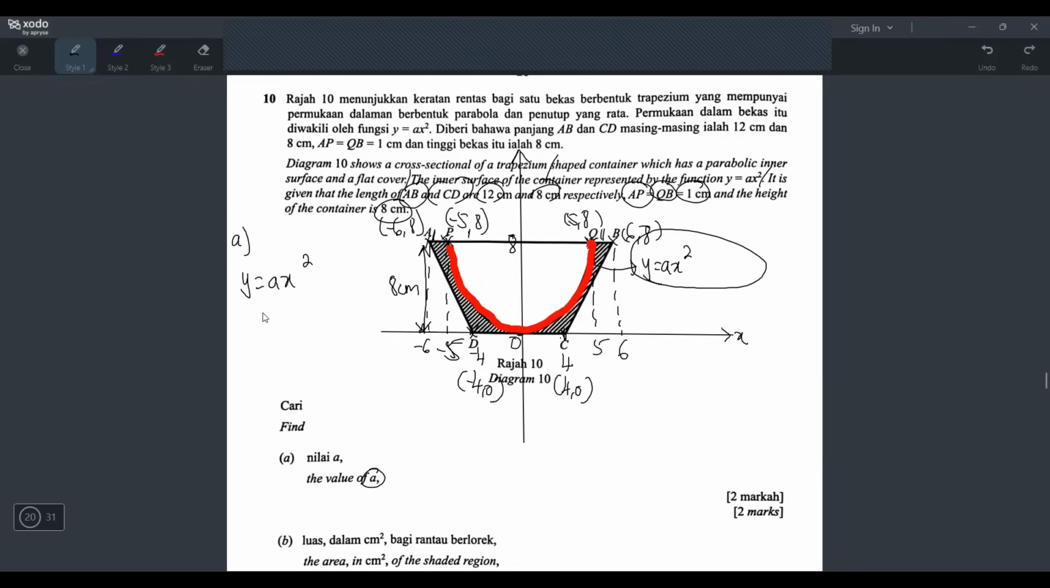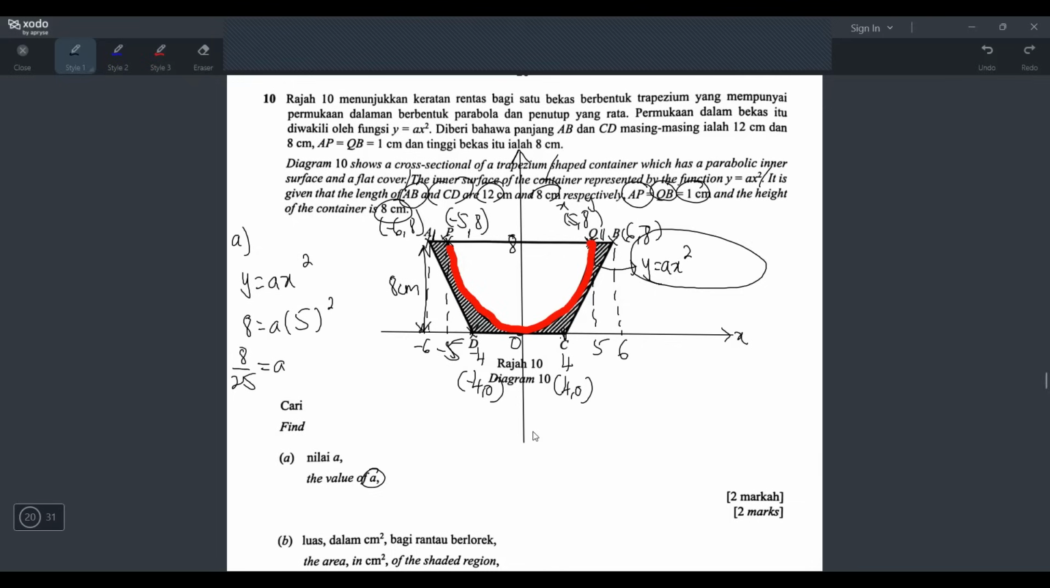Let's sub point Q. So Q is 5, 8. X is 5, Y is 8. So Y becomes 8. And then A bracket X square, this one is 5. If you want to sub the -5, 8, you can also. So the answer will be A equals 8 divide 25, which is 8 over 25. And that's the answer. Okay, done.